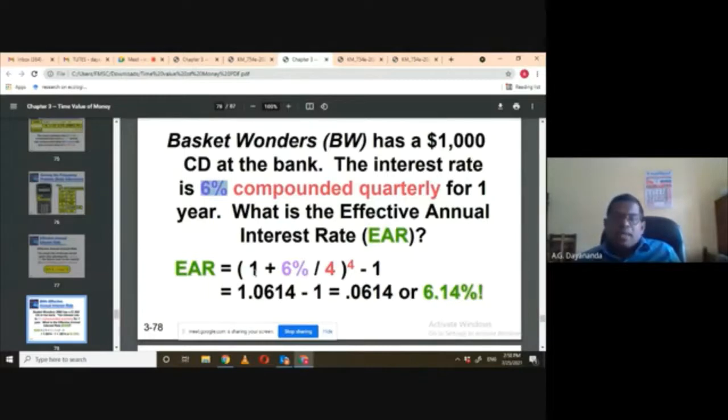How do you calculate EAR? 1 plus, you divide the 6% by 4. Why are you dividing it by 4? Because you get quarterly interest. And this bracket is to the power 4, because you get interest 4 times per year, minus 1. Then you get the interest. So the effective interest rate is 6.14%.